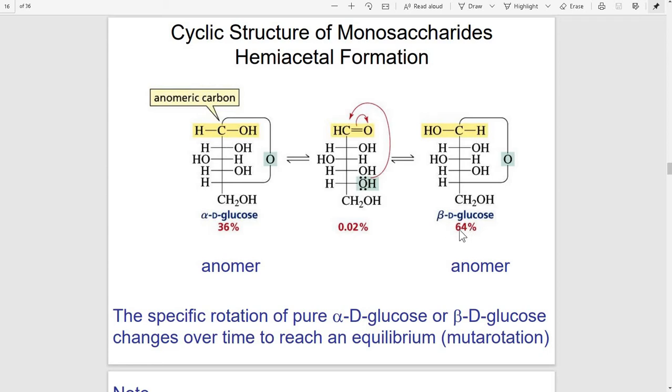But now see here, why does beta D glucose have 64% and alpha D glucose 36%? This is because of mutarotation. What is mutarotation? The specific rotation of a pure alpha D glucose or beta D glucose changes over time to reach an equilibrium. Means here at equilibrium beta D glucose is a stable compound. That's why the amount of beta D glucose is more. Okay. Means beta D glucose is more stable at equilibrium as compared to alpha D glucose. Beta D glucose is a more stable compound.